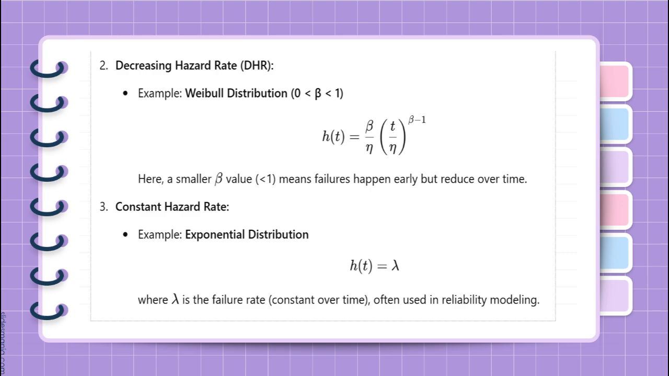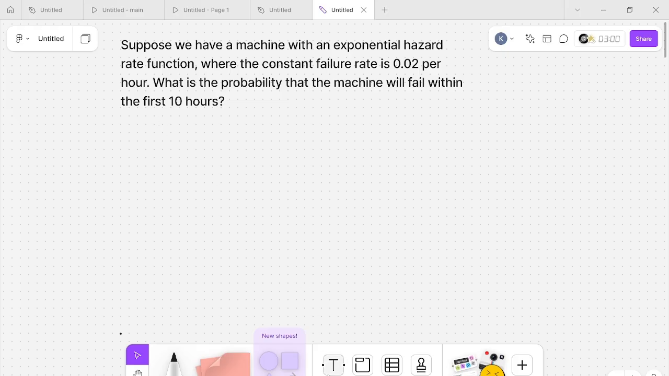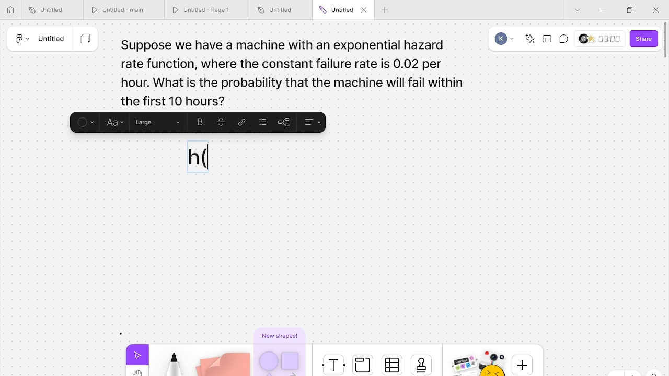IHR: regular maintenance can prevent breakdowns in aging machines. DHR: early testing helps remove faulty products before they reach customers. Constant rate: extra safety measures help protect against random failures. By studying hazard rates, we can improve reliability in engineering, healthcare, and many other fields, making systems safer and more efficient. Let's work through a simple example to understand how hazard rates work in practice.